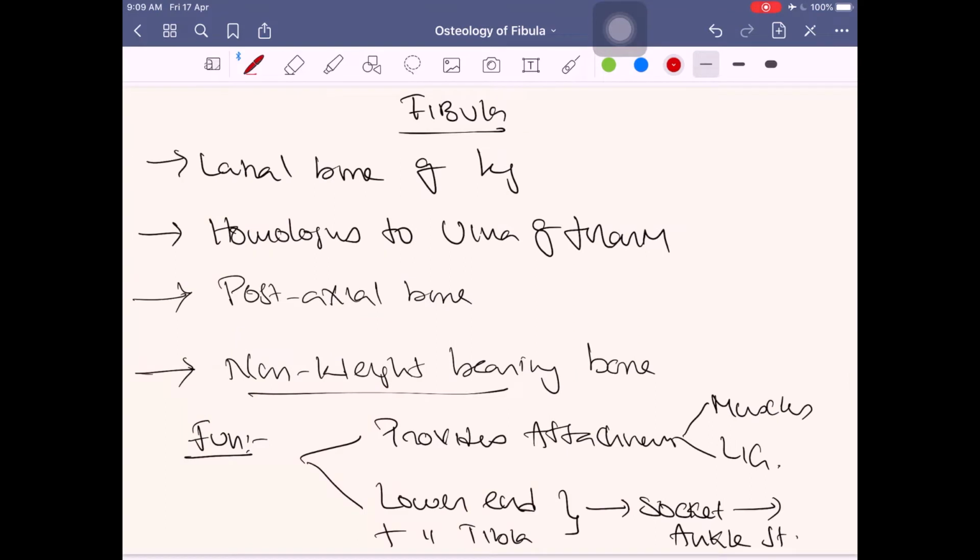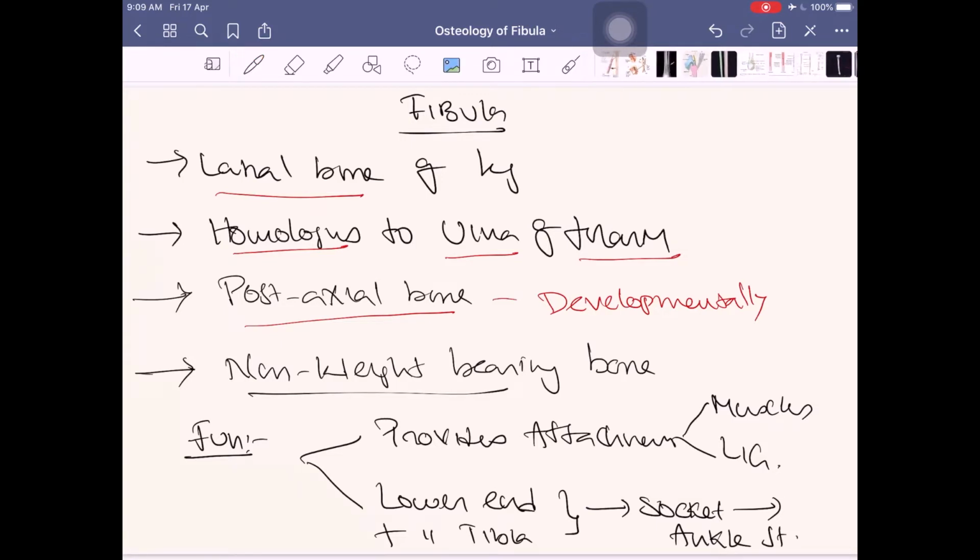Now the fibula is the lateral bone of the leg. It is homologous to the ulna of our forearm. It's a post-axial bone developmentally. That means when we say post-axial, this is the bone belonging to your lesser toe side, that is the fifth toe of your lower limb, and it is a non-weight bearing bone. This bone does not take any part in supporting the weight.